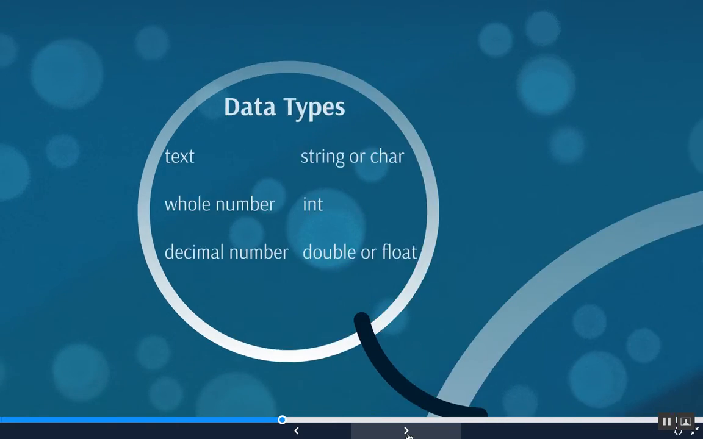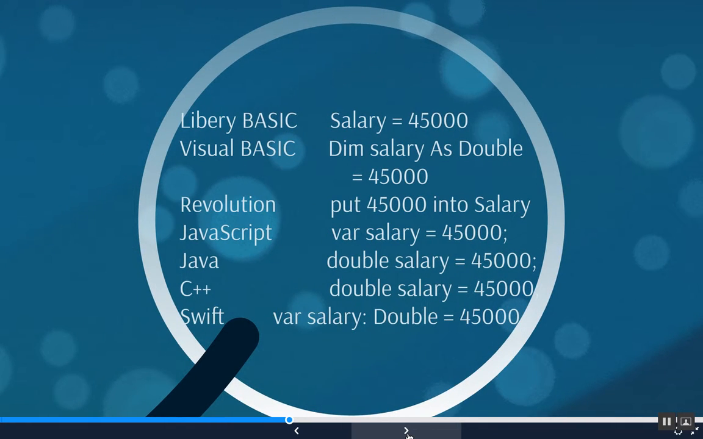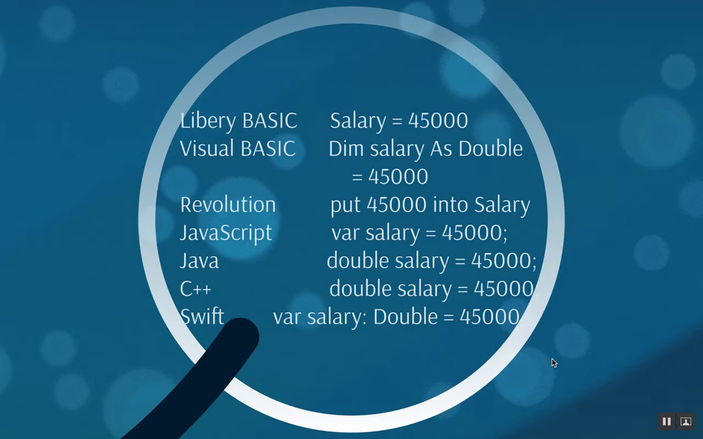So here are some examples of different languages creating a variable named salary and assigning it a value of 45,000. So the different languages with the different ways that they'll do that. Creating a variable is called declaring it, and here the variables are getting declared and at the same time getting a value put into them.